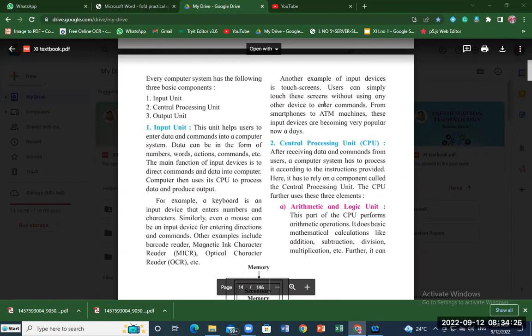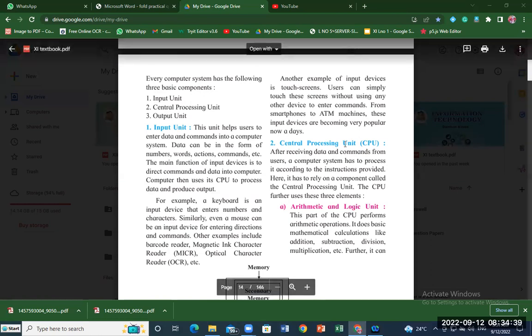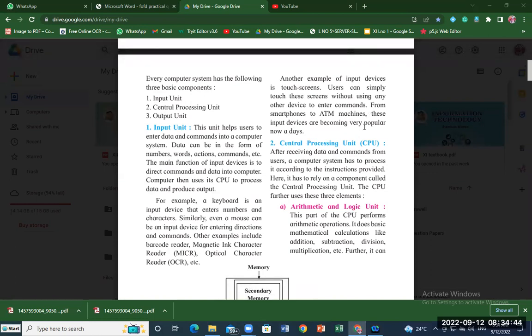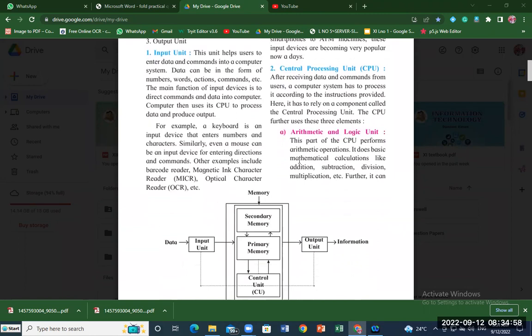Users can simply touch these screens without using any other device to enter commands. Correct? I don't need any other device for that. I can just touch the screen and get the commands. From smartphones to ATM machines, these input devices are becoming very popular nowadays, right? Your ATM machines are also touch screens. You give the command just by touching and you get the output. Now, the second point is the central processing unit.